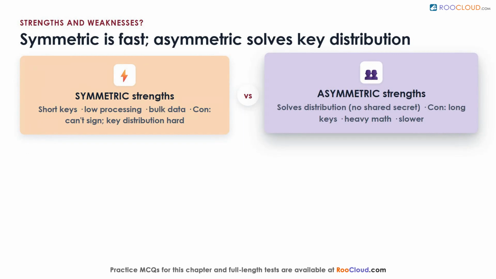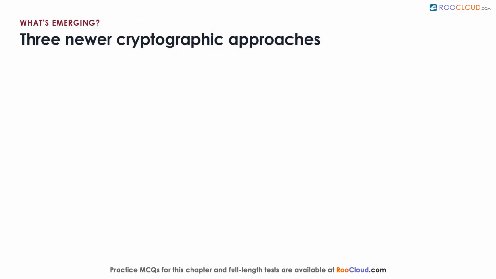Now the asymmetric family. Why was it invented? Mainly to solve key distribution. With public keys, there's no secret to protect during exchange. The most famous scheme relies on the difficulty of factoring huge numbers. Its drawback is long keys and heavy calculations. That drawback led to newer approaches.